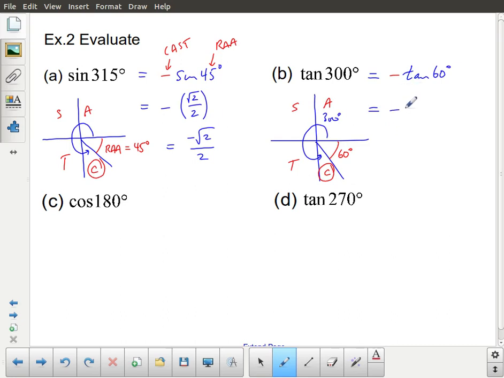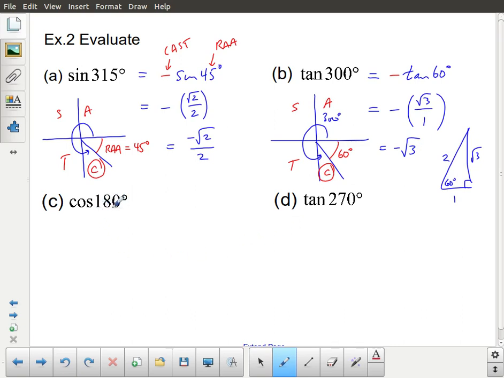So now we get negative, and what is the tan of 60 degrees? So never a bad idea: 1, 2, root 3. 60 degrees is this one. The tan of 60 degrees is root 3 over 1. And so my answer ends up being negative square root of 3.